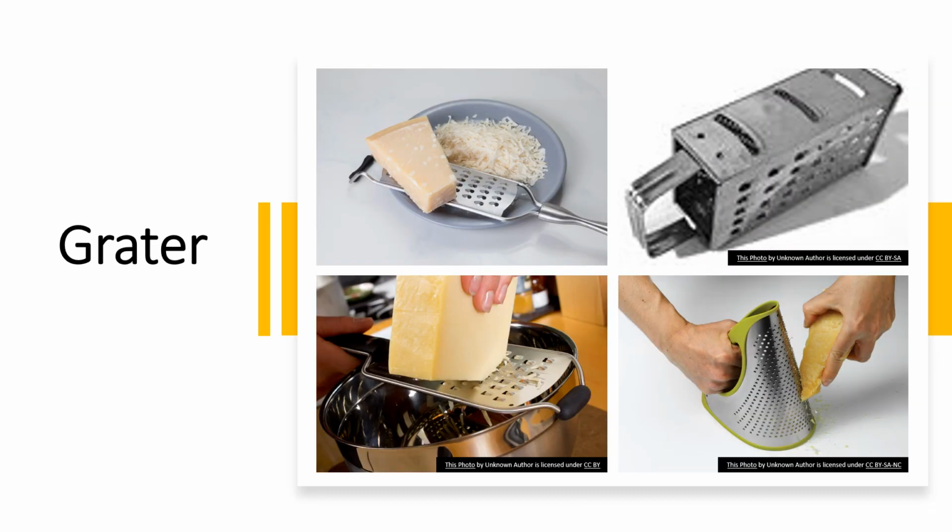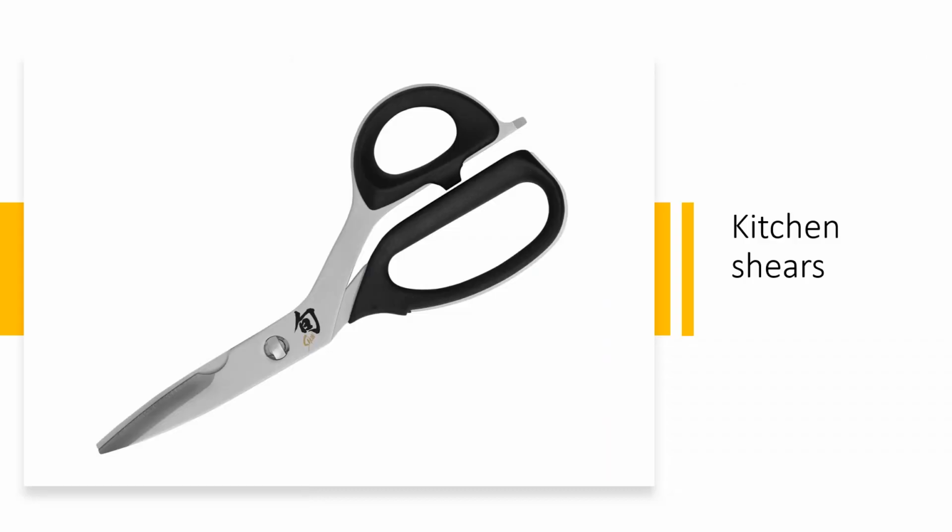A grater is a kitchen tool which has a rough surface that you use for cutting food into very small pieces. Kitchen shears used to slice rolls and delicate cakes.